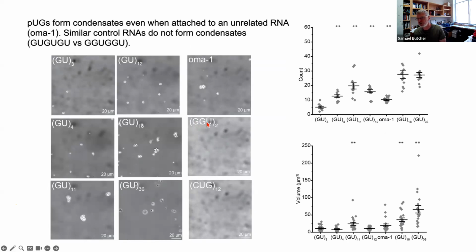So here's GGU. That's a 6-mer. It doesn't form a condensate. This is GU. This is a 6-mer. It does form a condensate. This one has more Gs than this one, so it's not just a property of Gs. There's something special about pugs in general.